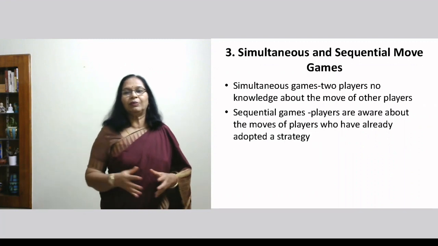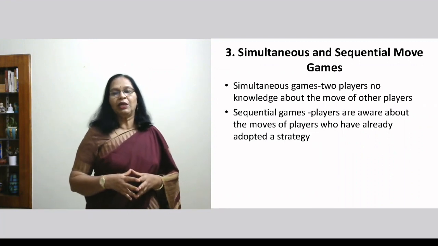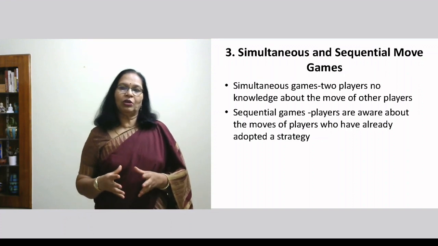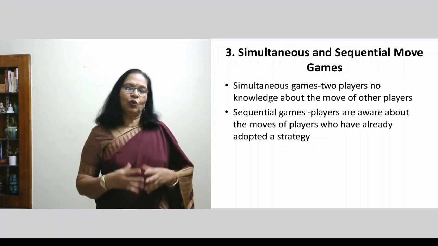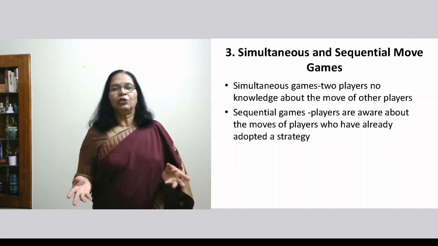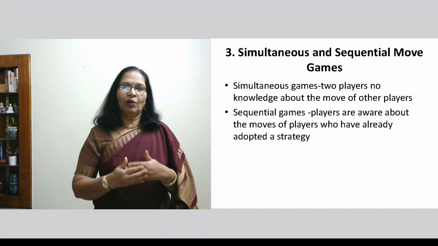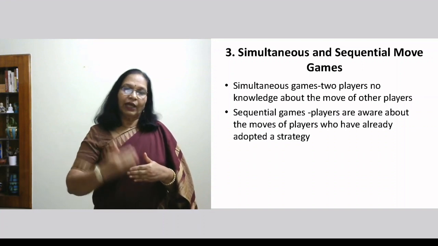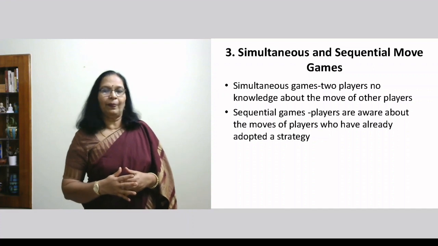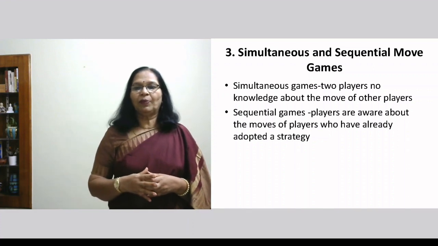We also have simultaneous and sequential move games. In the simultaneous game, the two players have no knowledge about the move of the other player. So one player plays his role and the other player has to play his or her role. So in this particular case, one makes the move, and only then does the other one get to make a move, like the example of chess.